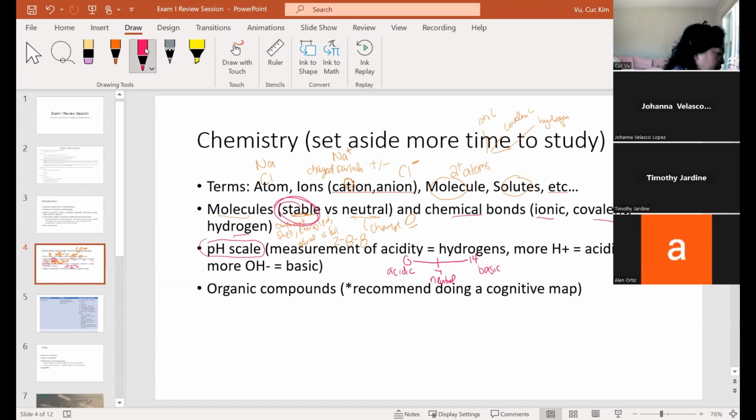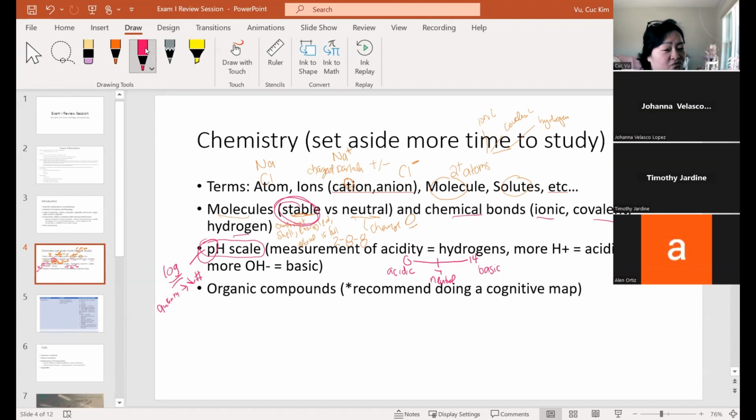So this P right here stands for mathematically the logarithm of something, so the inverse of something. The more quantity there is, the lower the number. That's what a log means. It's the inverse of something. So the more quantity there is, the lower the number.